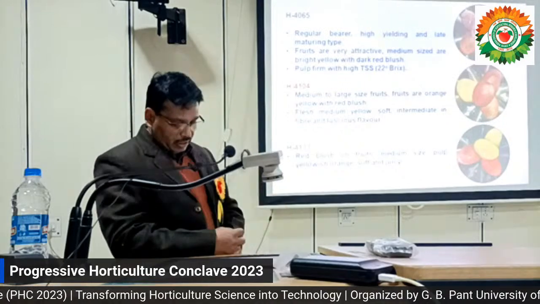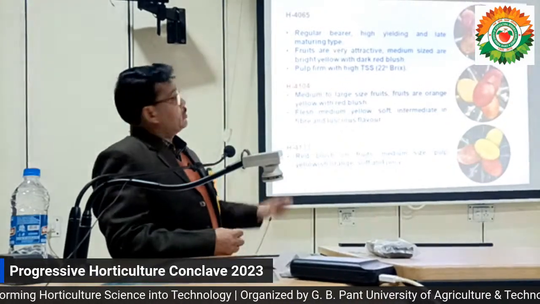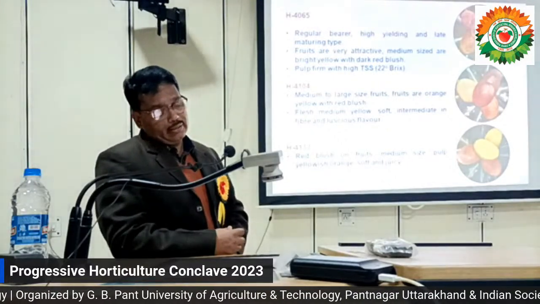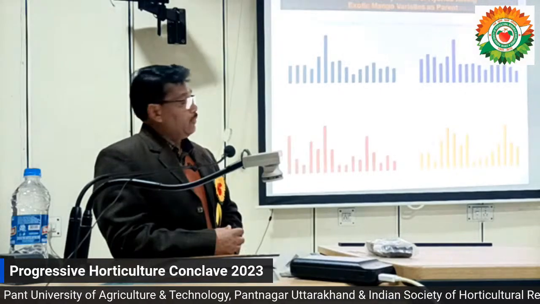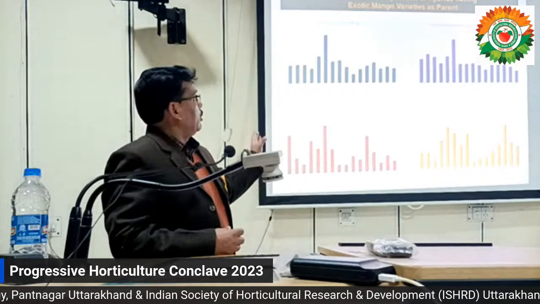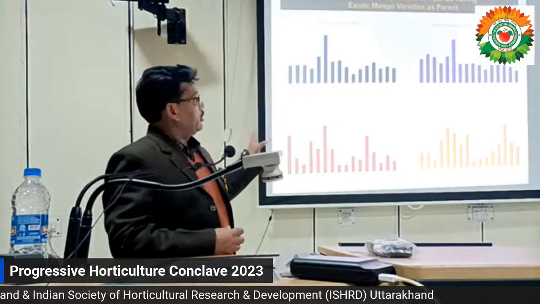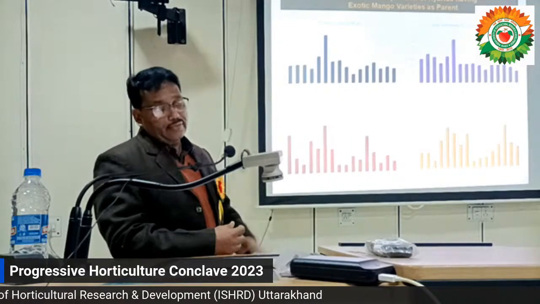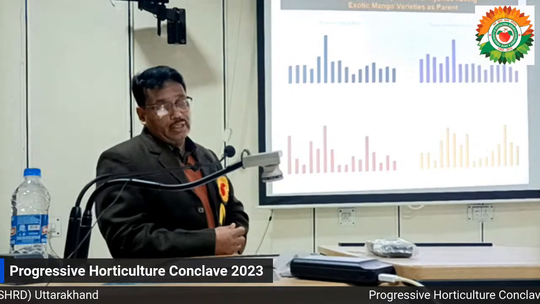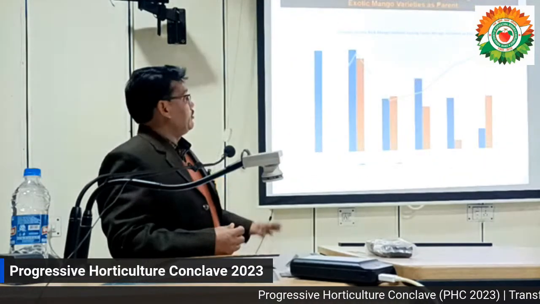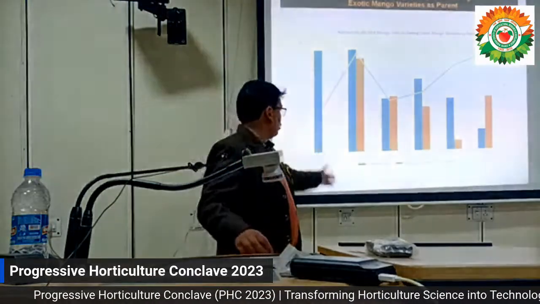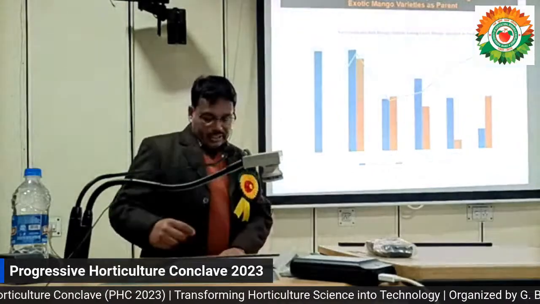Other hybrids are in the pipeline. This is 4065. It has a very attractive color, and TSS is also very good. We have also worked out the nutraceutical parameters. Besides regular bearing and high yield characteristics, we are also focusing on nutraceutical properties, and many of them have very good potential. We have also worked on lutein and carotenoid content, and most of them, like hybrid 1042 and 3669, are very good in nutraceutical potential.